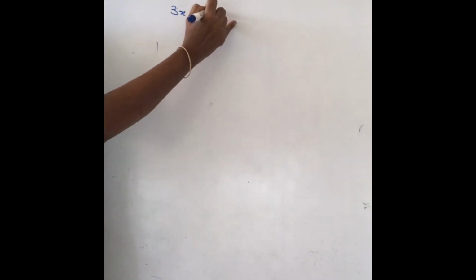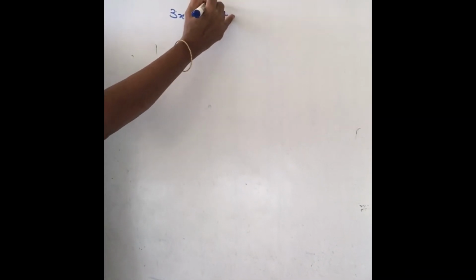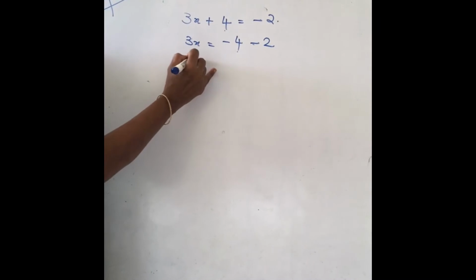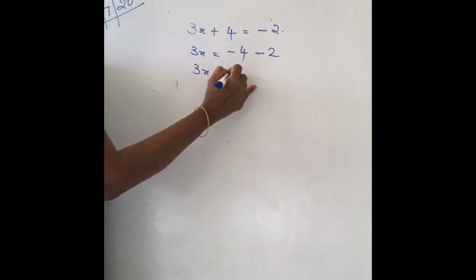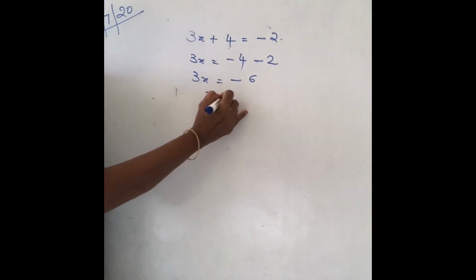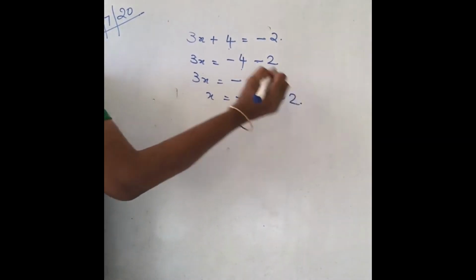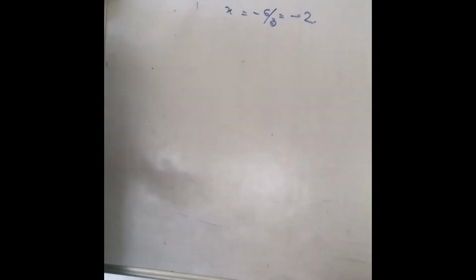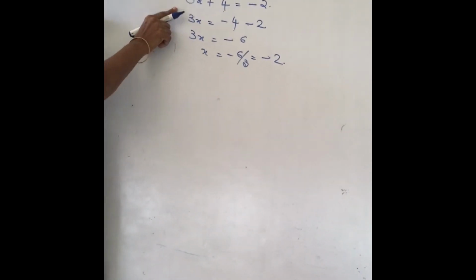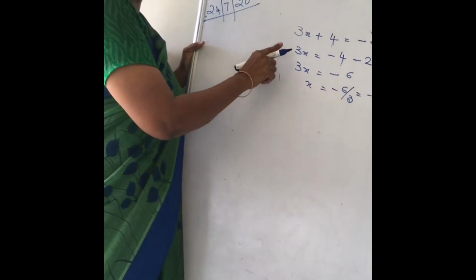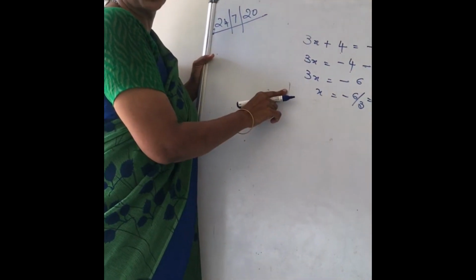Plus 4, when it goes to the right side, it becomes minus 4. Minus 2, so 3x is equal to minus 6. X is equal to minus 6 by 3, equal to minus 2. Any linear equation in one unknown will have only one solution.